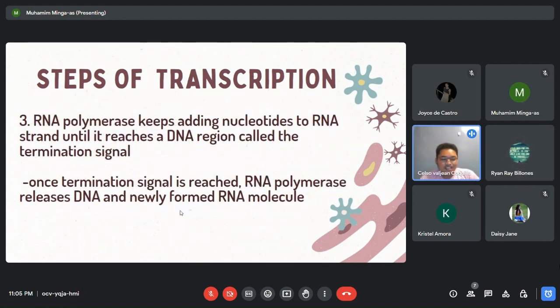Okay, so moving on to the third stage of transcription, which is the termination. The RNA polymerase continuously adds nucleotides to the RNA strand until it reaches a DNA region called the termination signal. So in the initiation stage, we have the promoter, which signals the start of the RNA transcription, while in the termination stage, we have the termination signal, which signals the stop of the RNA transcription. Once the termination signal is reached, RNA polymerase releases the DNA and the newly formed RNA molecule. Next slide, please.